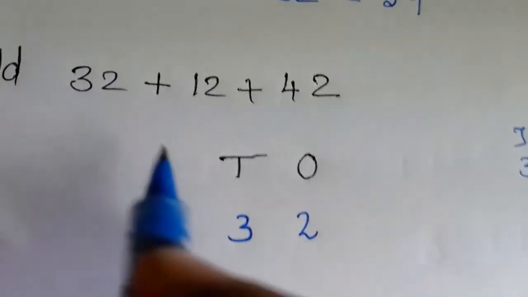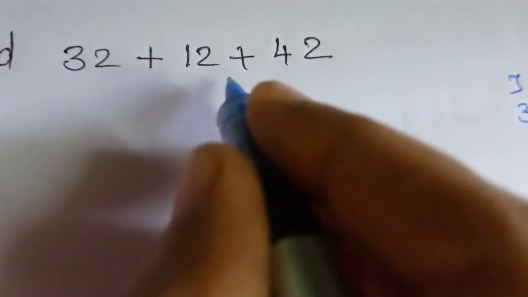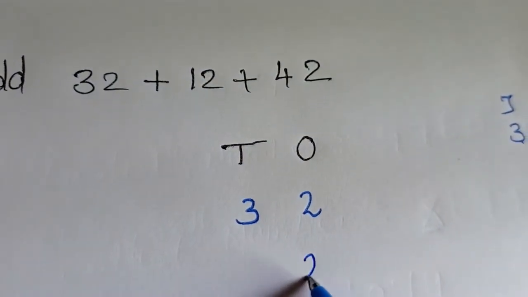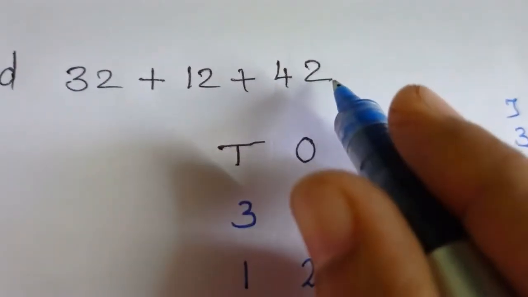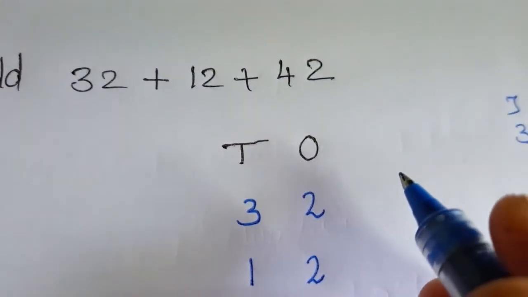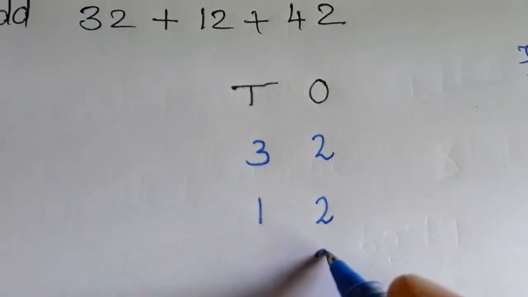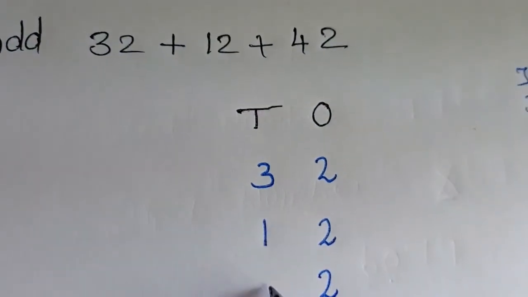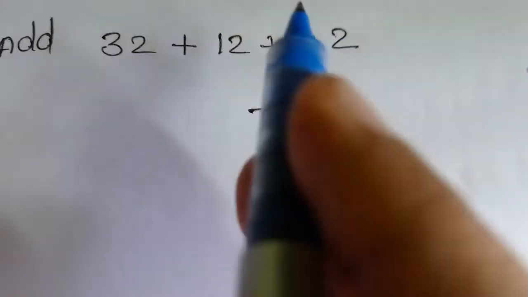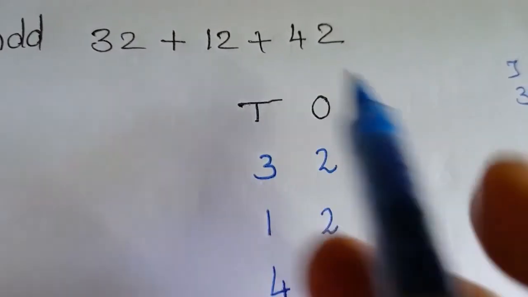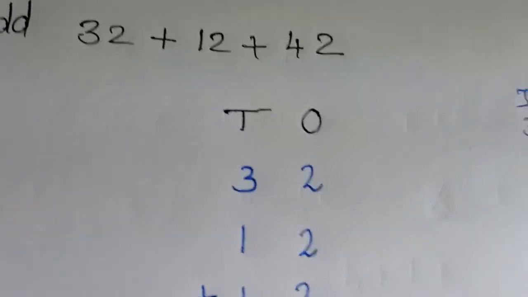Likewise, say the next number. 12: 2 in the ones place and 1 in the tens place. Now come to the third number, 42. Where do we want to write 2? Yes, 2 in the ones place and 4 in the tens place. Now what is the symbol? Addition, that means plus. So put plus here.